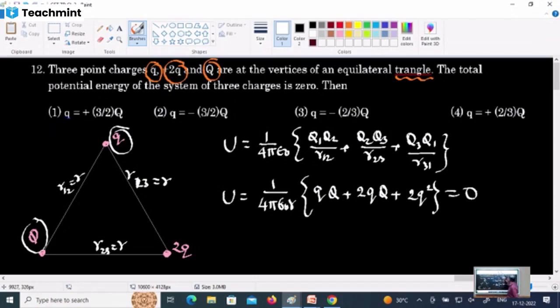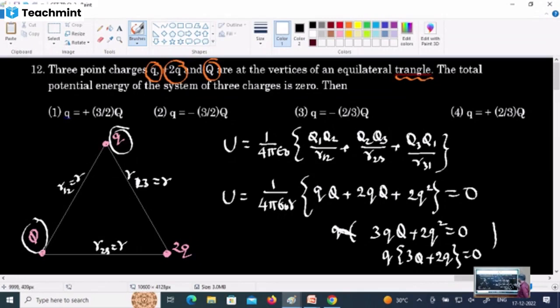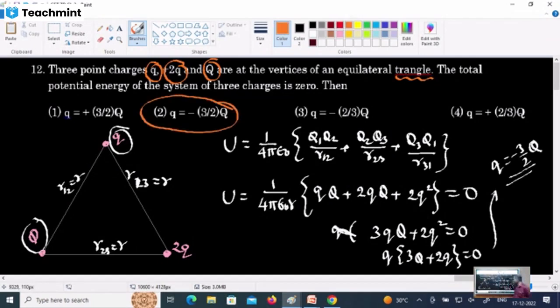Here we can see easily. Taking Q outside, we will get 3Q capital Q plus 2Q square is equal to 0. Or taking Q outside, 3Q plus 2 small q is equal to 0. From this you can prove that Q is equal to minus 3 by 2 capital Q. Minus 3 by 2 capital Q. The answer is the second one.